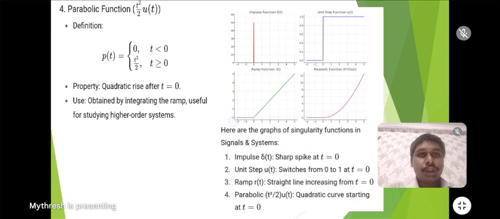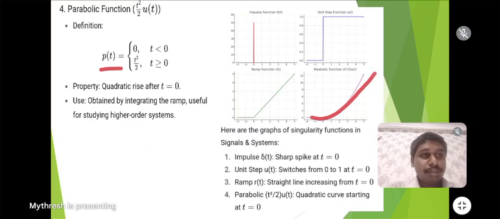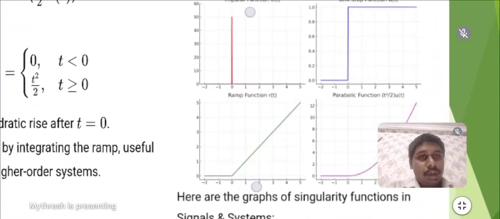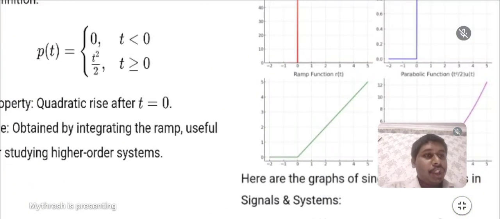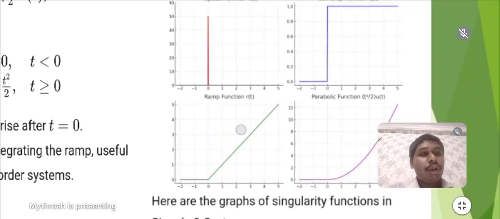So let us see the next one, that is the parabolic function. The parabolic function is denoted as p of t and is 0 for t less than 0 and t square by 2 for t greater than or equal to 0. It is a quadratic rise after t equal to 0, as we can see here. It is obtained by integrating the ramp function, which helps us to study higher order systems.